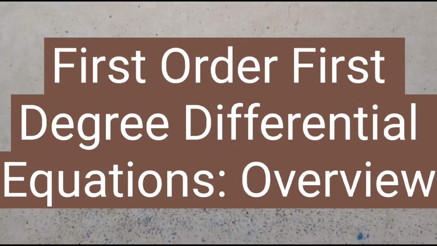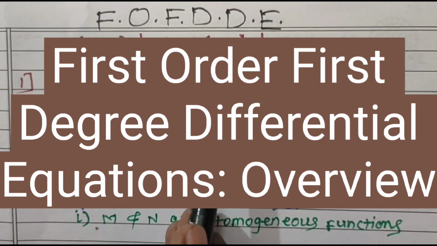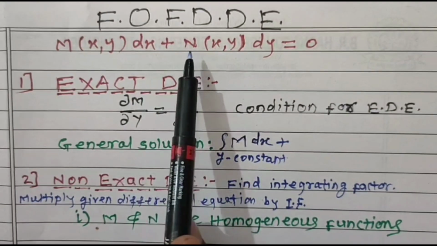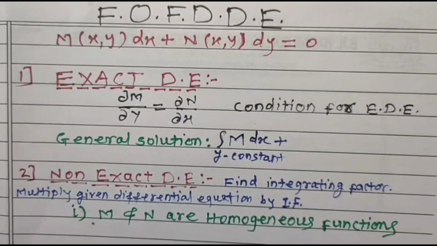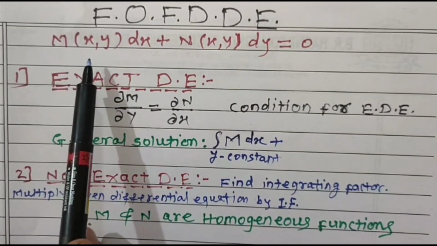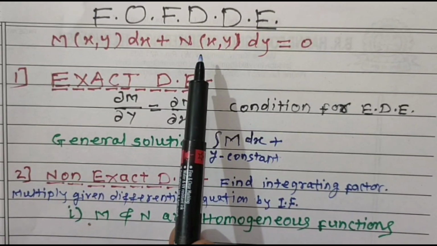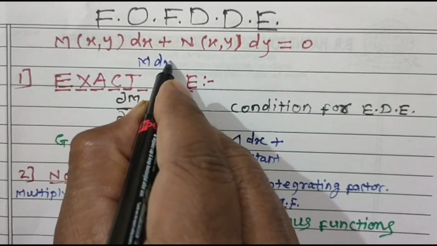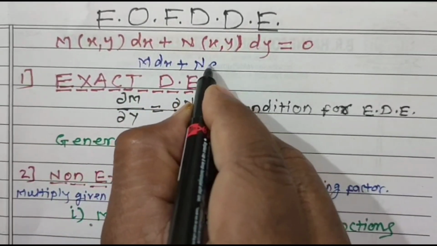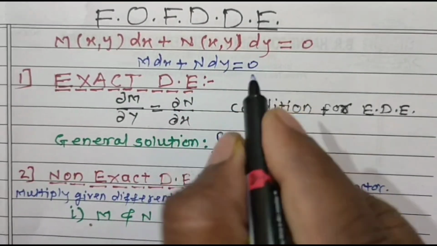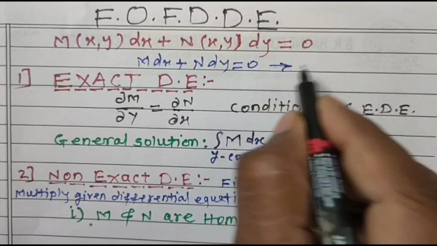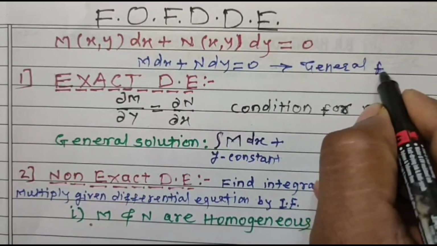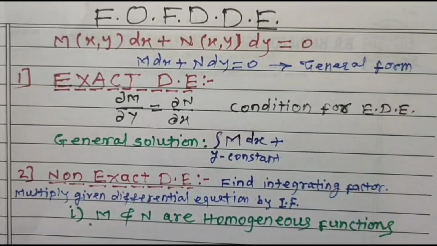Today we are going to study first order first degree differential equations. Its general form is given by M dx plus N dy is equal to 0, where M is a function of x and y, and N is also a function of x and y. In short, you can write it like this: M dx plus N dy is equal to 0. This is the general form, known as the general form of a first order first degree differential equation.